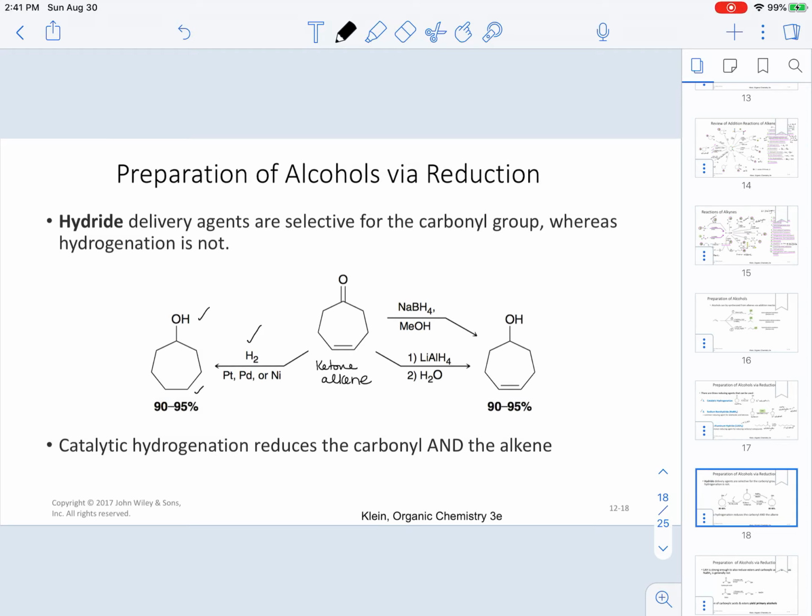Now, if you have, for example, a synthetic strategy in which you only want to take your carbonyl, aldehyde, or ketone and convert it specifically to the alcohol, then you're better off using sodium borohydride or lithium aluminum hydride. The reason is because these reagents will specifically take your carbonyl and turn it into an alcohol, and they will not affect the presence of the alkene. The alkene will not be touched because these reagents do not add hydrogens to alkene functionalities.